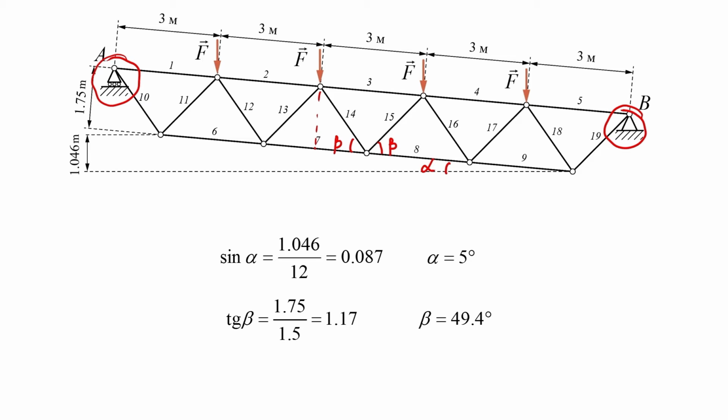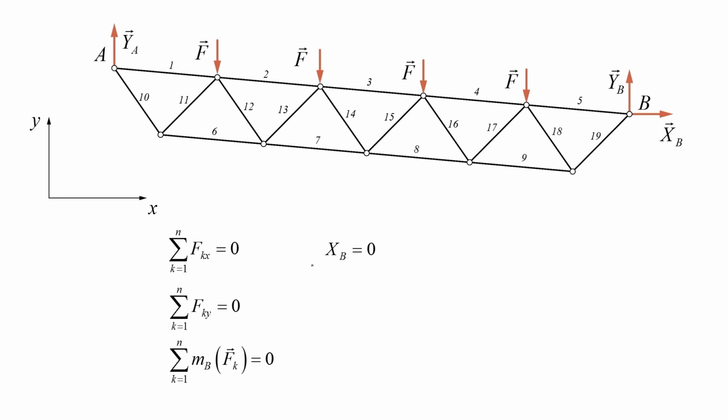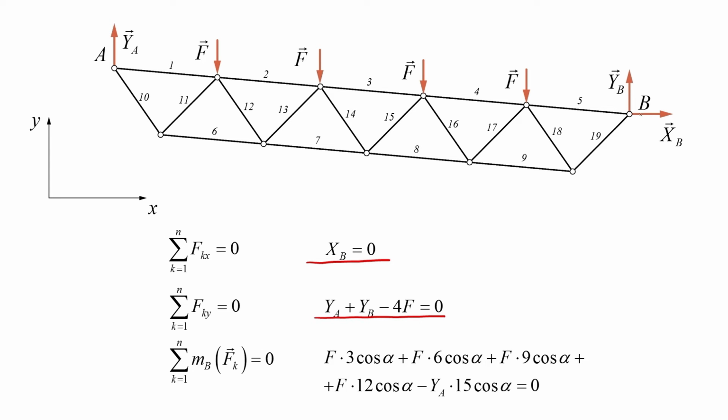Now imagine the constraints removed and their actions replaced with their corresponding reactions. In the point A, the reaction of the slip joint is directed perpendicular to the bearing surface. In the point B, the reaction is resolved into two components. The sum of projections of the forces acting on the truss onto the axis x, the sum of the projections of the forces acting on the truss onto the axis y, and the sum of the moments of the forces acting on the truss with respect to the point B are equal to 0.